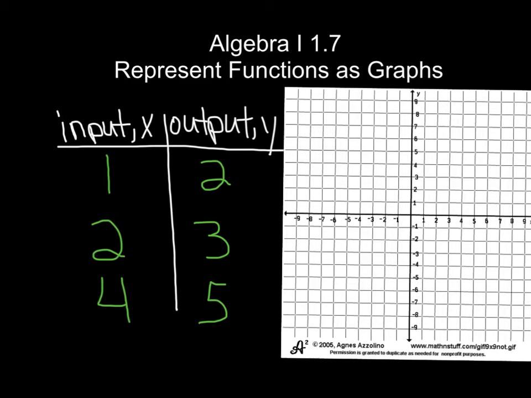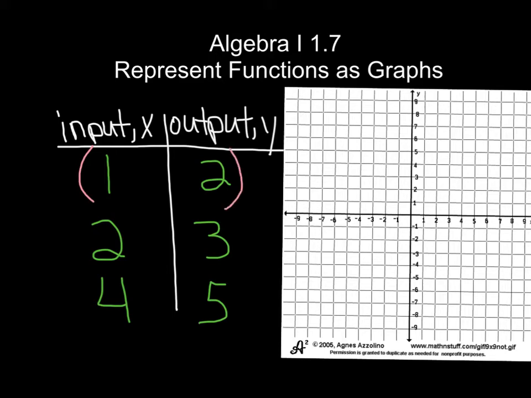Today's lesson in Algebra 1, representing functions as graphs, will be a review of the previous lesson that we did. When you have a table of values, you have your x value, which is your input, and you have a y value, which is your output. All of this means is that these are ordered pairs. When you put 1 in for x, you're going to get 2 for y.